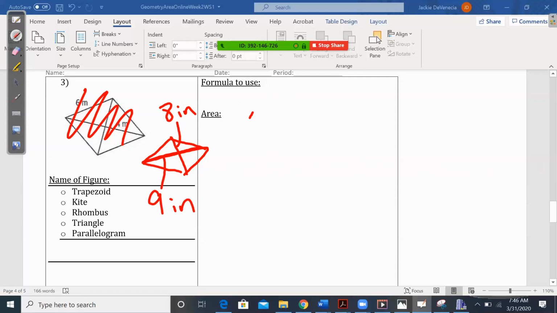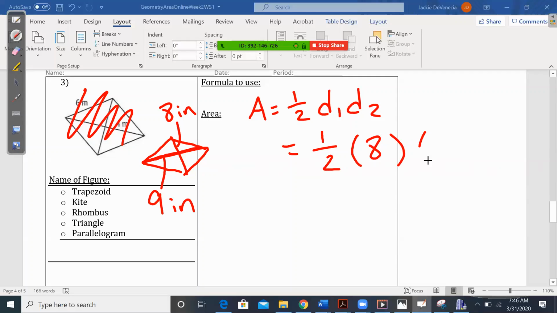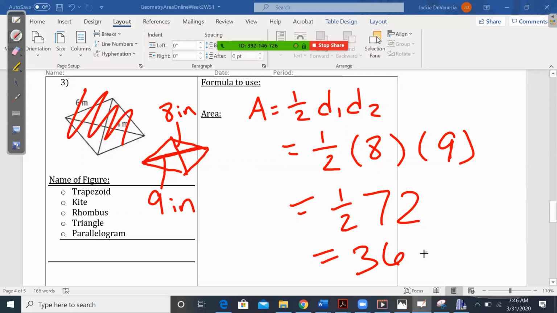So again, we would use the same formula, 1/2 d1 times d2. And we'd multiply 8 times 9. 8 times 9, I think, is 72? Yep. So you're doing 1/2 of 72. Half of 72 is 36. So that's how this problem would be if they gave you all the diagonals.